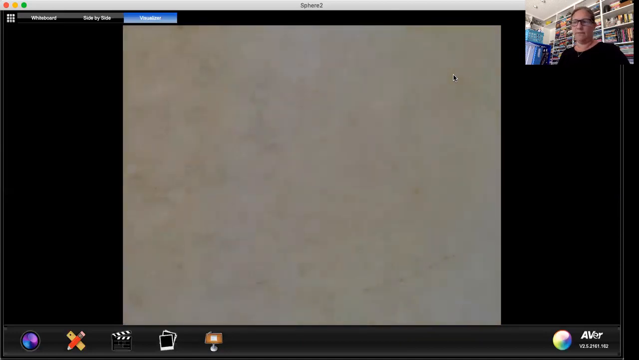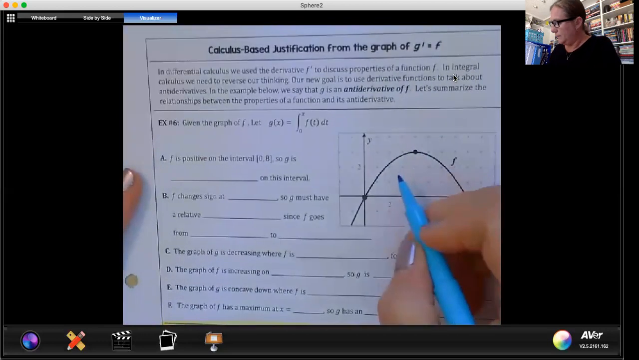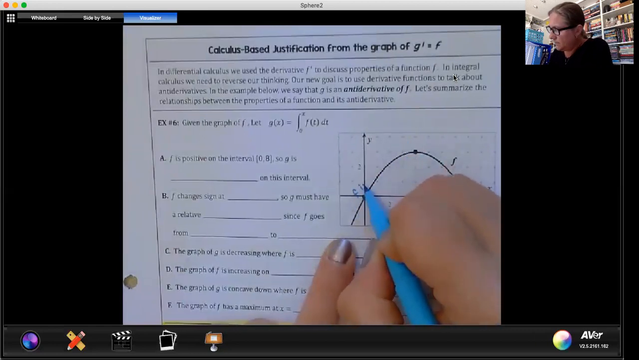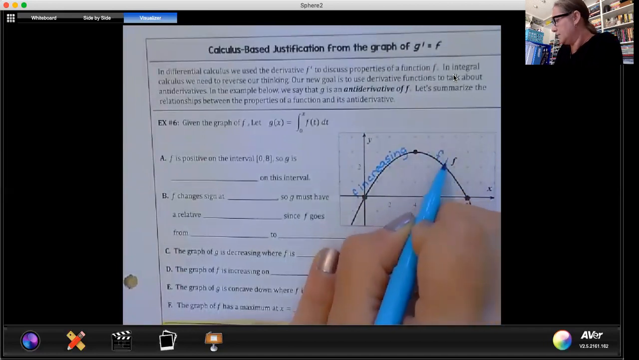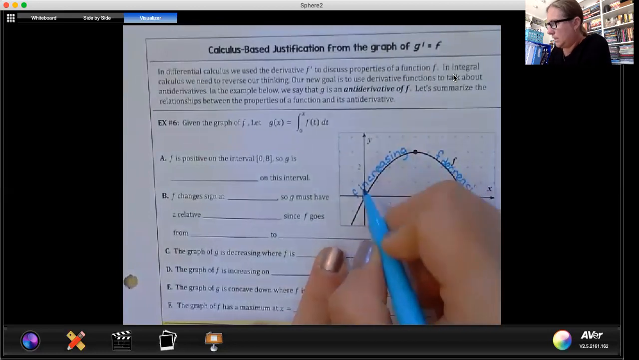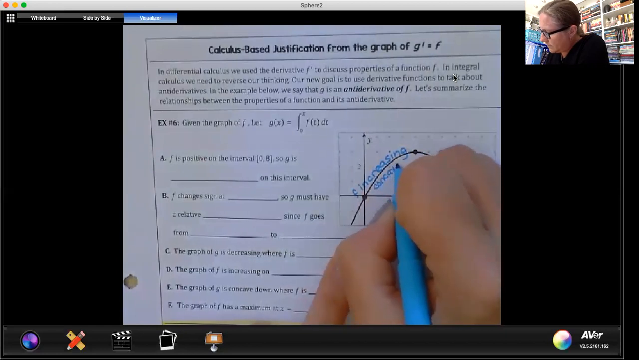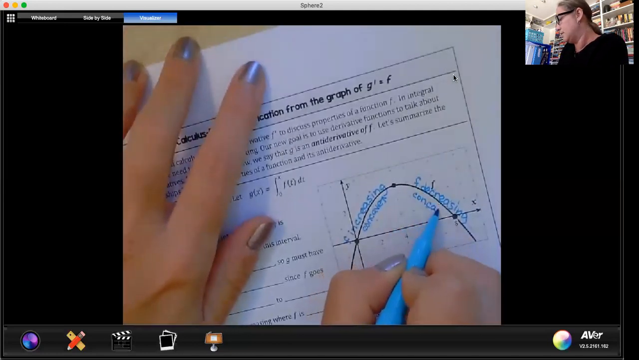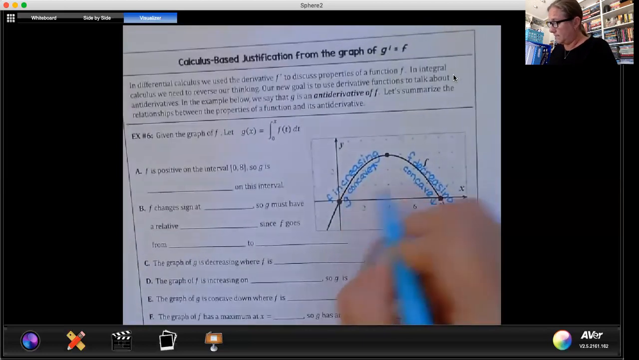There's just some fill-ins here for us that should hopefully be pretty obvious for you. So what I want us to do is do a little graphical analysis here before we answer our questions. So F is increasing and F is decreasing. Pretty obvious, I hope. The graph is concave up, and then it switches to concave down. And that would be G, because it's our derivative.